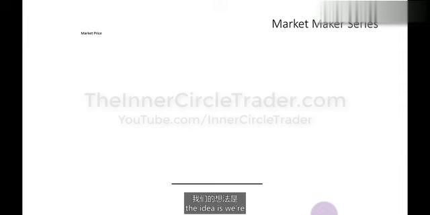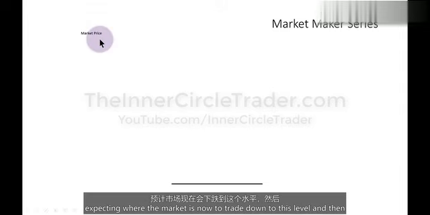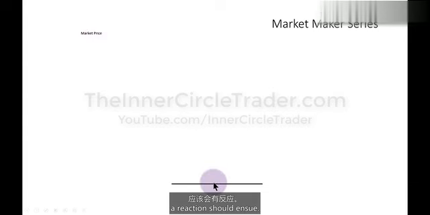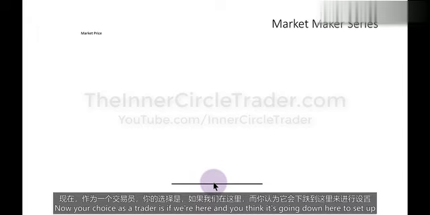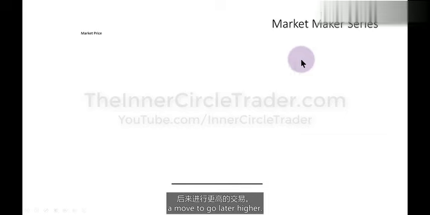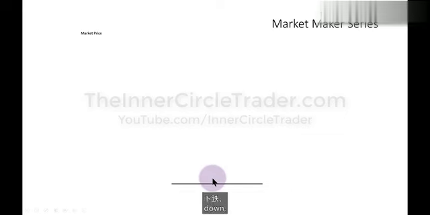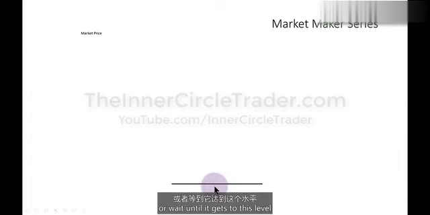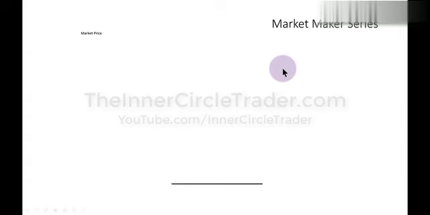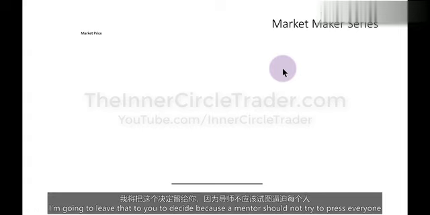So the idea is we're expecting where the market is now to trade down to this level, and then a reaction should ensue. Now, your choice as a trader is, if we're here and you think it's going down here to set up a move to go later higher, you can be a trader from this point down, or wait till it gets to this level and then try to trade the bounce. I'm going to leave that to you to decide because a mentor should not try to press everyone into a mold. It isn't a one mold fits all.